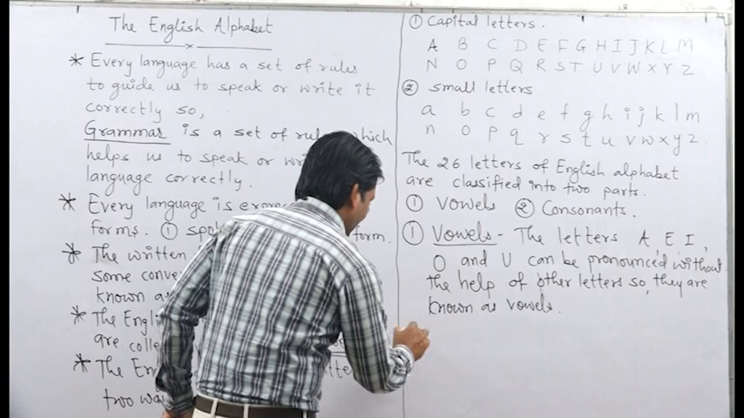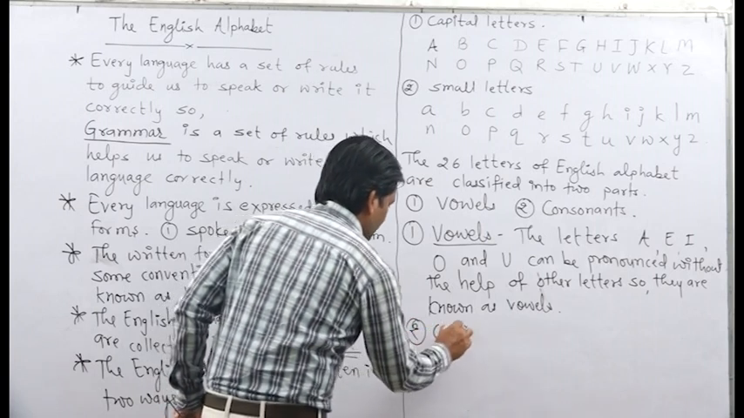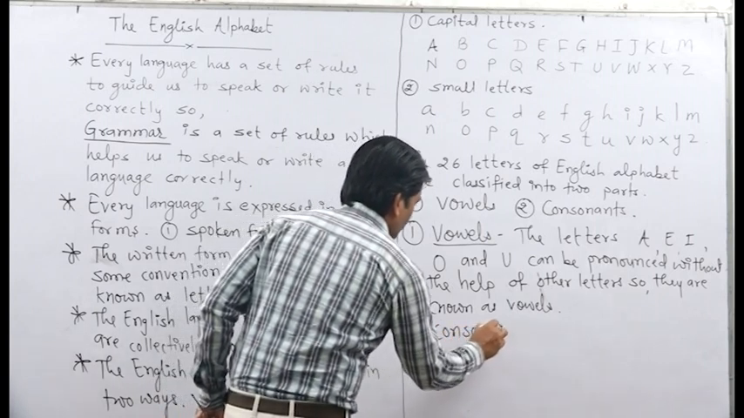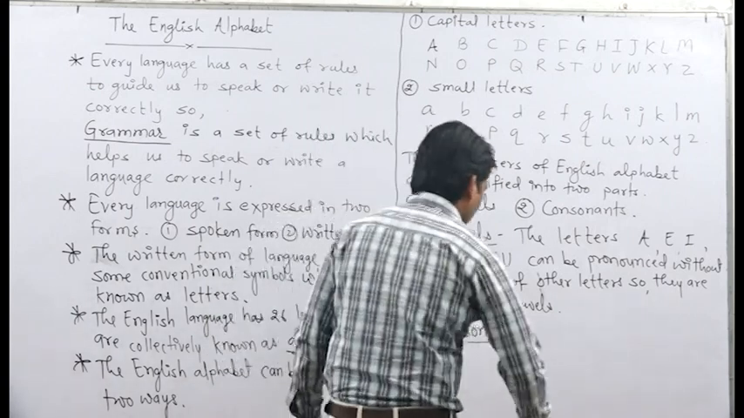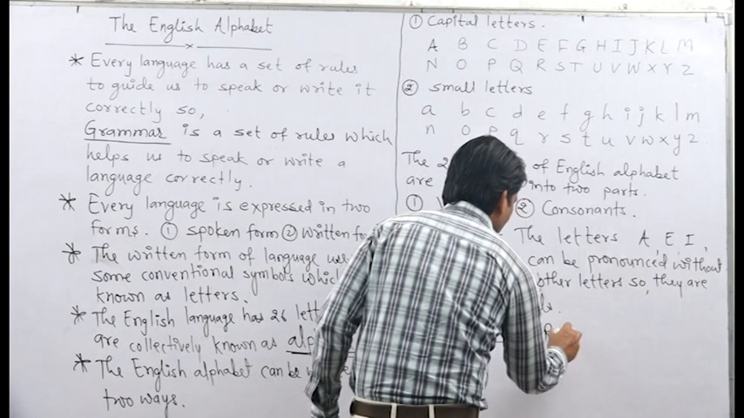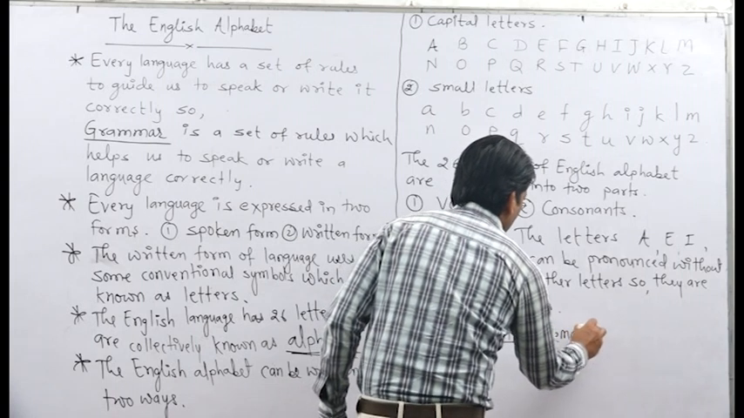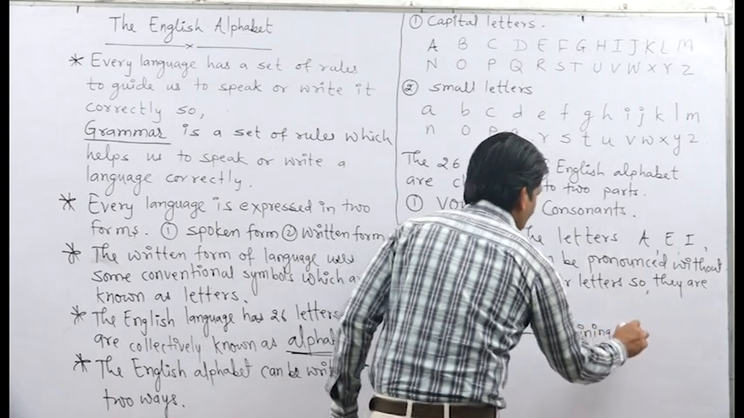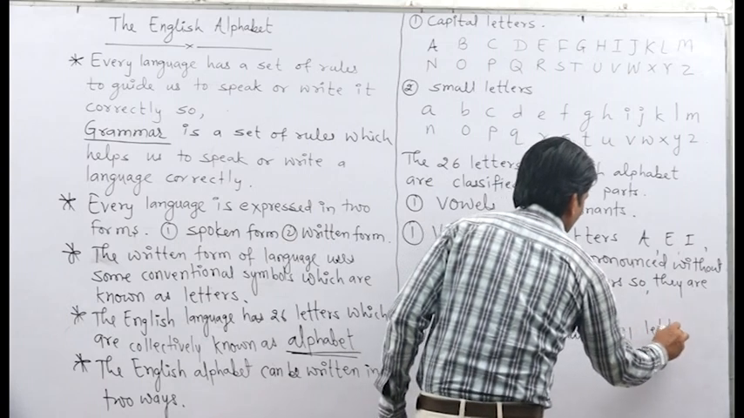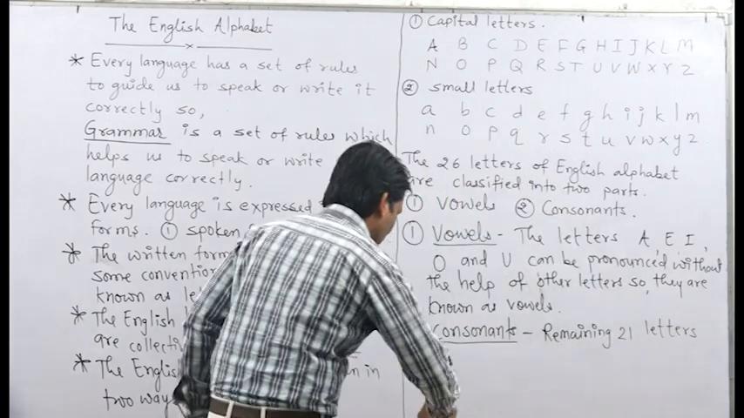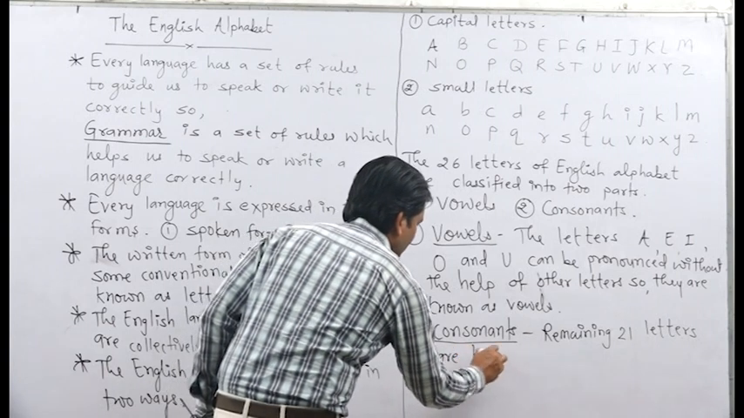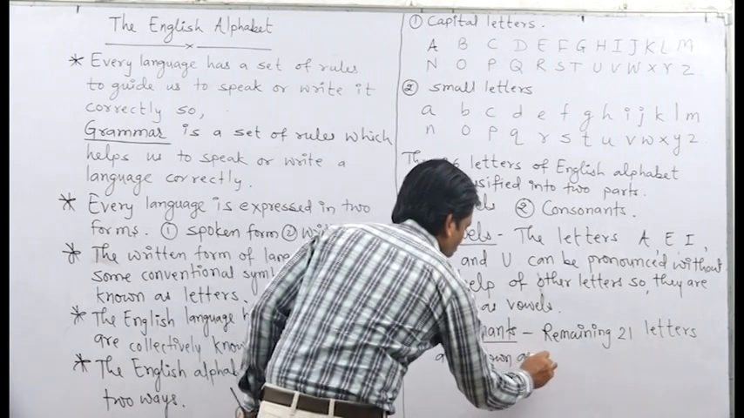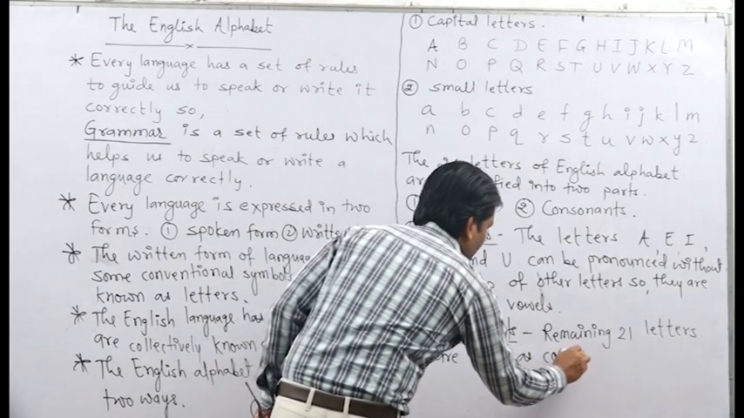Then second one, consonants. Remaining 21 letters are known as what? Consonants.